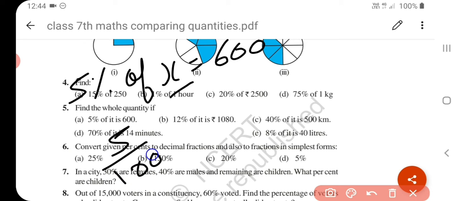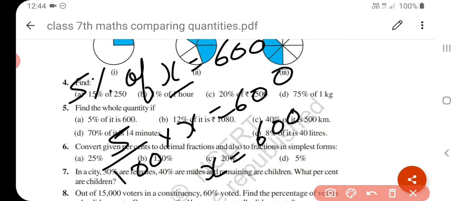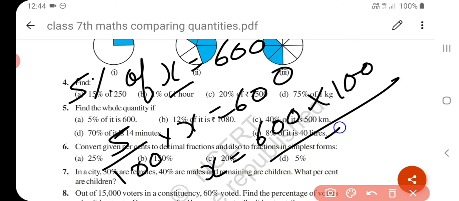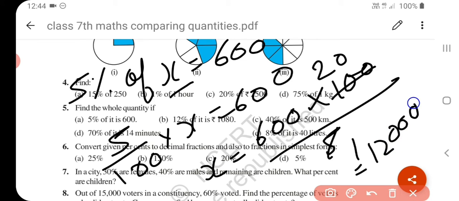In this question, whatever you don't know, the whole quantity you don't know, so suppose the whole quantity is x. And if the whole quantity is x, 5% of x is equal to 600 is given. So x is equal to 600 into 100 upon 5. 5 1s are 5, so you can get 12,000. Your answer is 12,000. Thus the required quantity is 12,000.